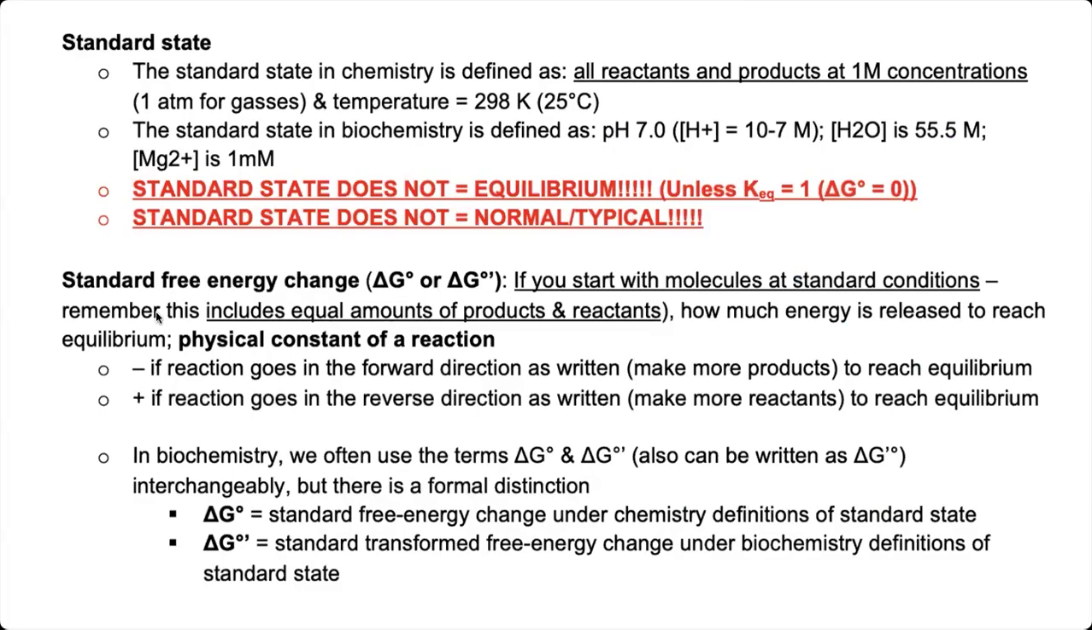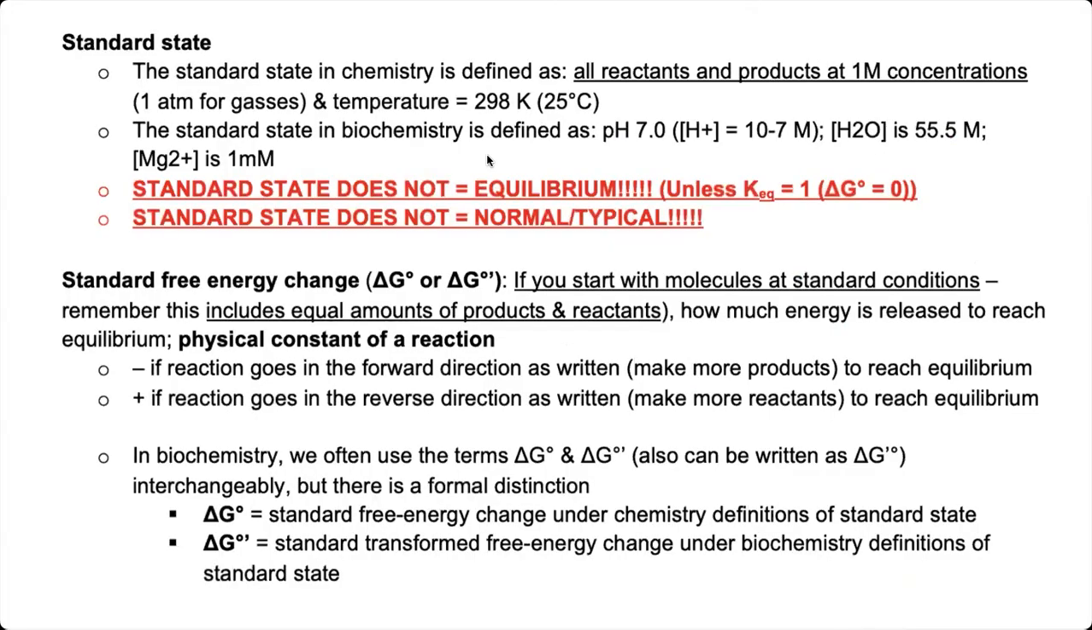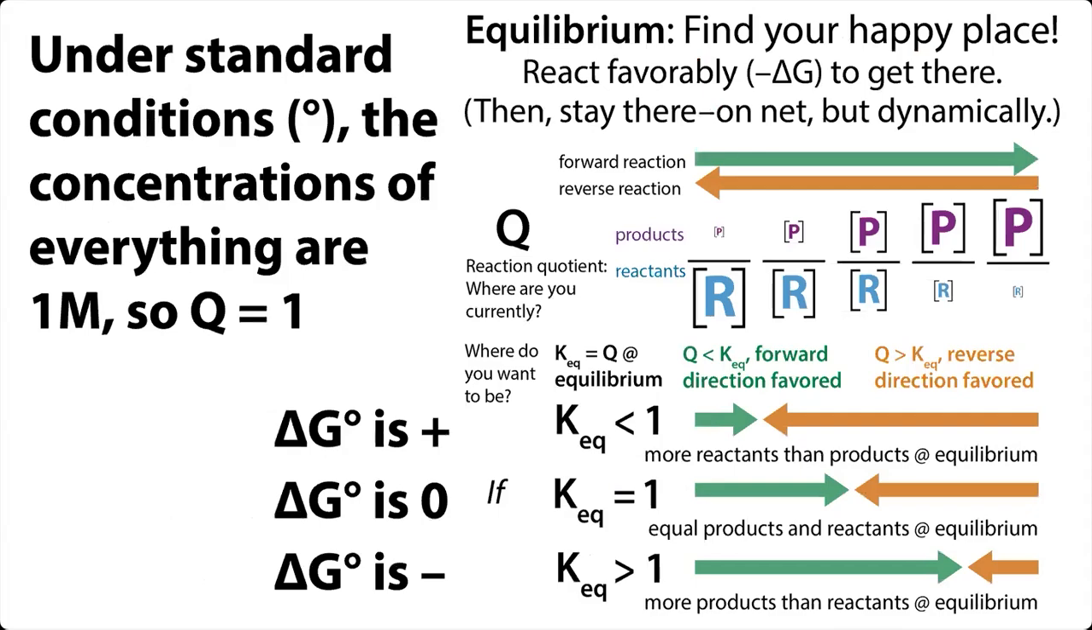Okay, but remember, standard state is not equal to equilibrium unless you have that Keq equals 1. And then you're saying you're at the equilibrium. Equilibrium equals your standard state. At your standard state, you have equal concentrations. And so at equilibrium, if you had equal concentrations of everything, then the standard state is equal to equilibrium. Keq is going to be 1, and delta G naught is going to be 0. But standard state does not equal normal, it does not equal typical, and typically we're away from standard state.